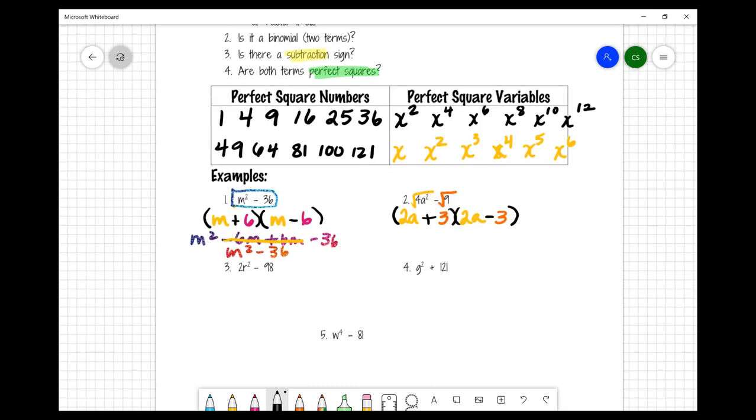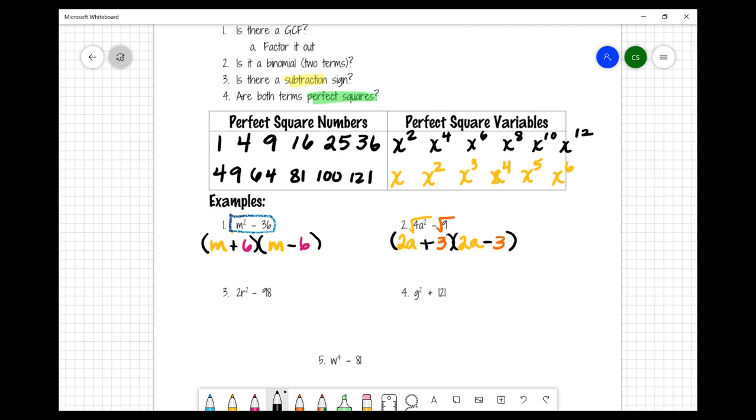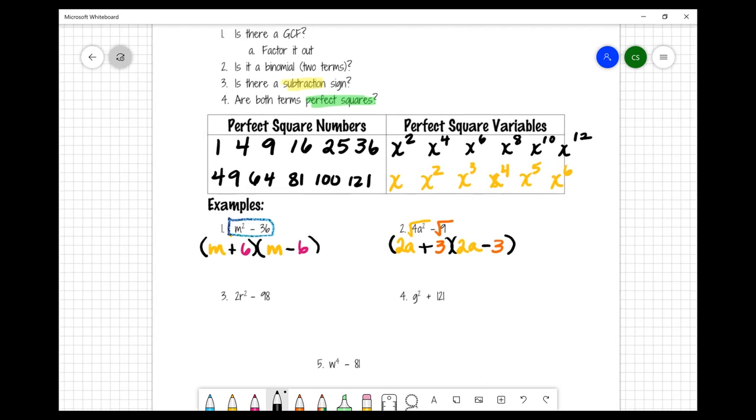Well, what about 2r squared minus 98? I'm going to erase this. I ask myself, is there a greatest common factor between my two terms? Is there a number that is in common for 2 and 98? And there is. If I needed to list my factors of 2, I could, which is only 2 of them. And if I need to list my factors for 98, I could. So 1 and 98 and 2 and 49. My greatest common factor between these two numbers is 2.